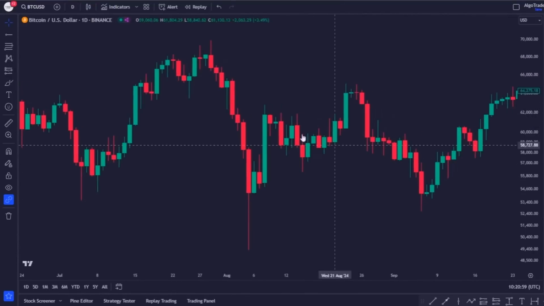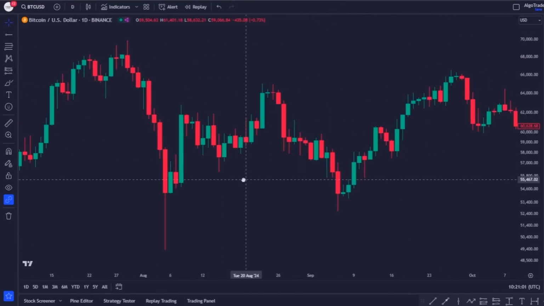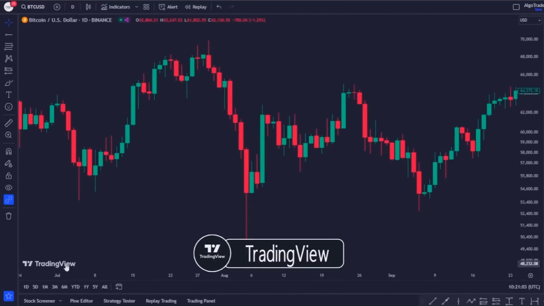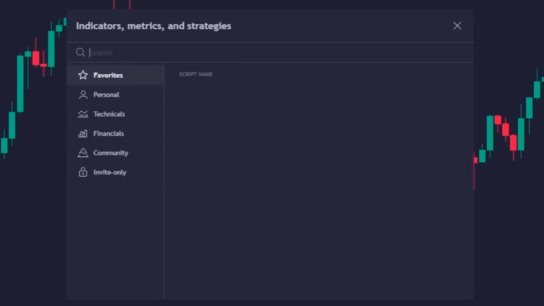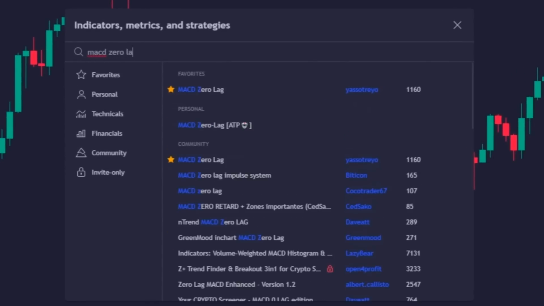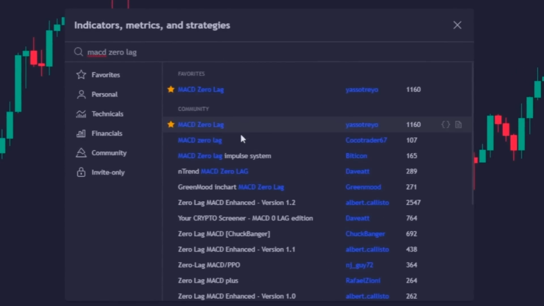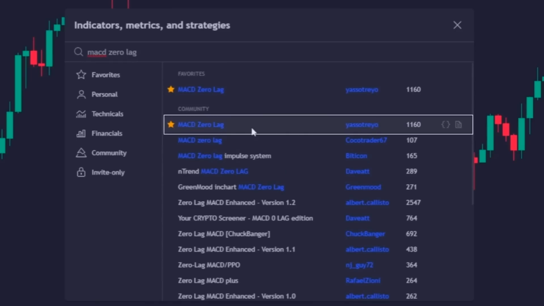Now let's set up the Zero Lag MACD on the chart. I will be using TradingView, but feel free to use any platform you prefer. Let's click on Indicators, then type Zero Lag MACD, and you have a lot of options to choose from, but I'm going to click on this one.